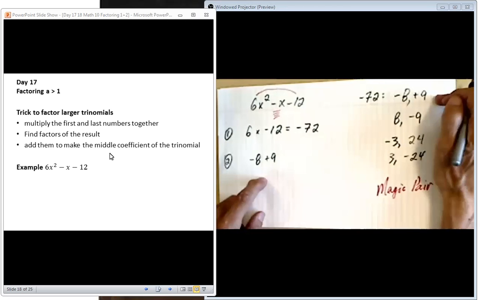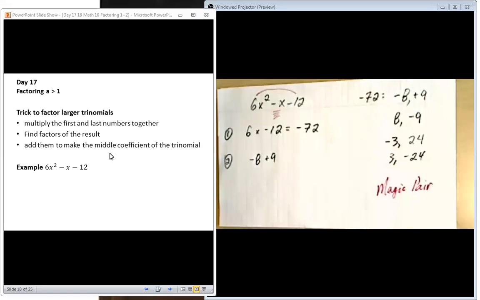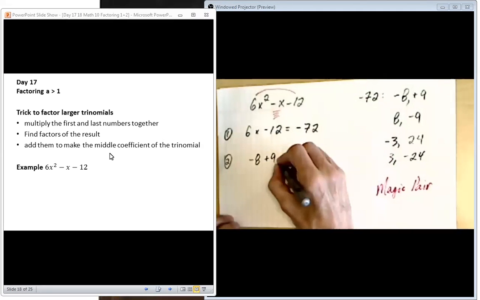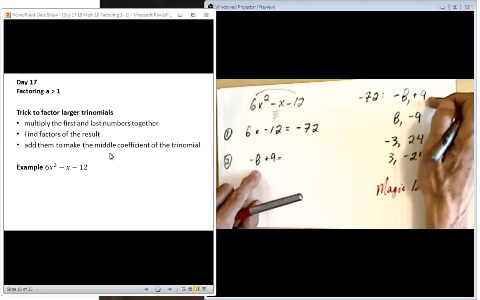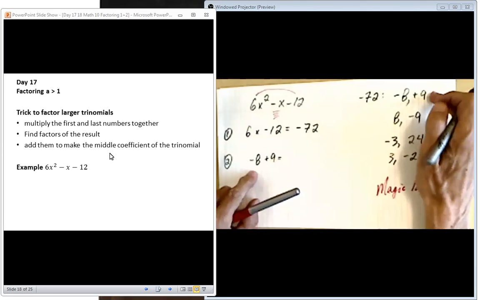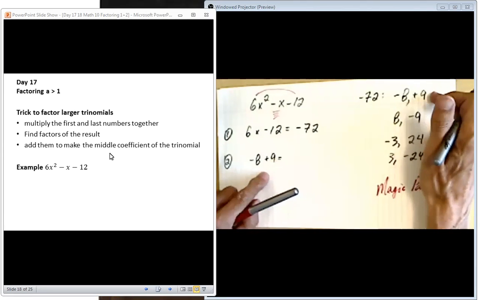No, we're adding for these ones. No, negative. Adding this one here. So negative 8 and then plus 9. What do we get?